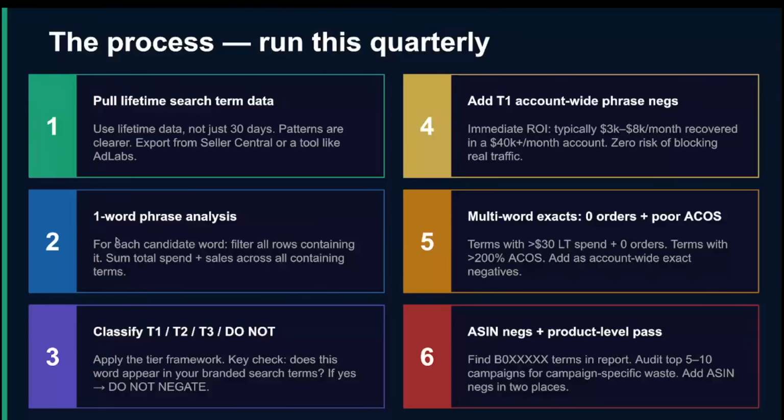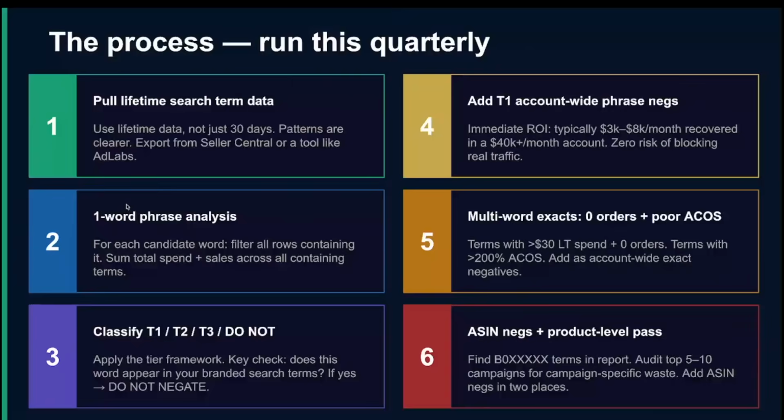One word phrase analysis, like I said, you can do it with Claude or ChatGPT, and ask it to give you a total spend and sales across all containing terms. There are going to be 3 classifications, like I said: negate, caution, and do not negate, like what I'm showing here. Does this word appear in your branded search terms, etc.? If it appears, you do not want to negate it. As well as any words that appear in search terms with high impressions but a lot of sales, you don't want to negate them, you just want to bid manage them.